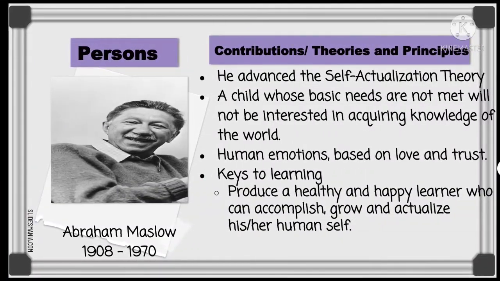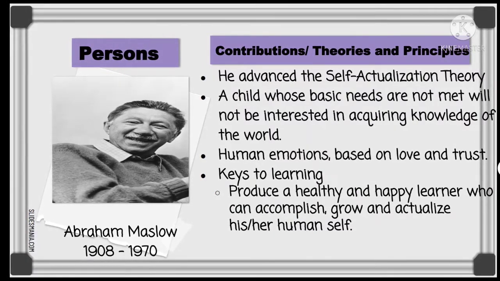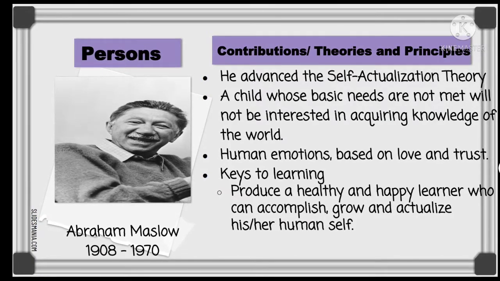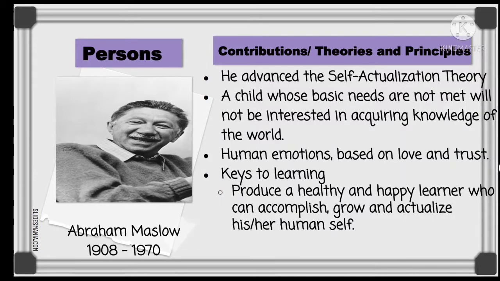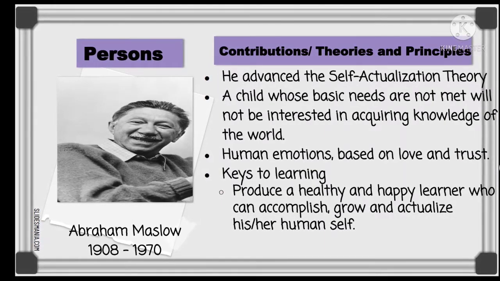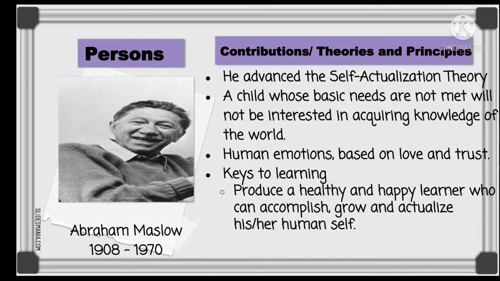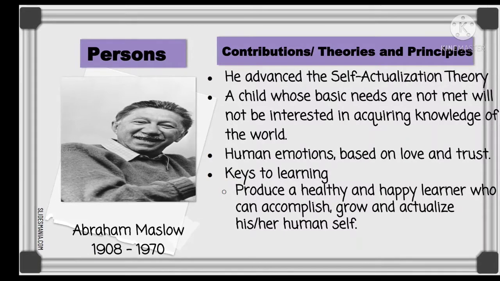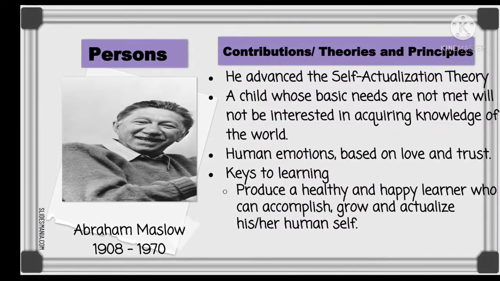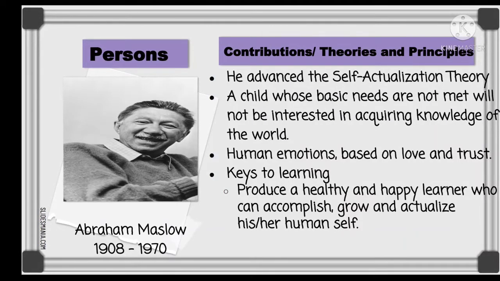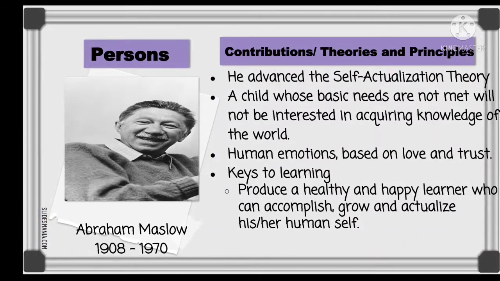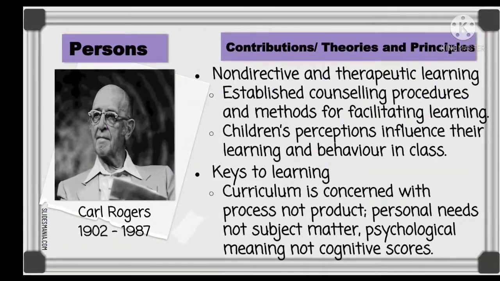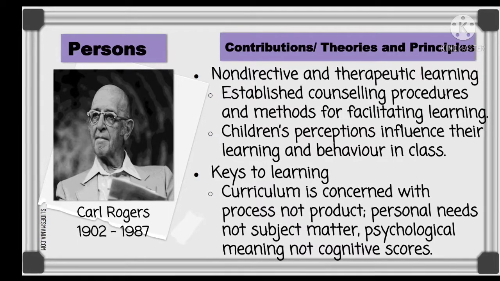The next one is Abraham Maslow. So he advanced the self-actualization theory, wherein it is the classic theory of human needs. So it is said that a child whose basic needs are not met will not be interested in acquiring knowledge of the world. He also put an importance to human emotions based on love and trust. So his key to learning is to produce a healthy and happy learner who can accomplish, grow, and actualize his or her human self. The next one is Carl Rogers. So for him, the non-directive and therapeutic learning.